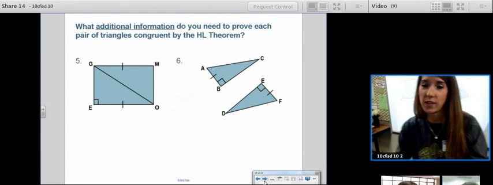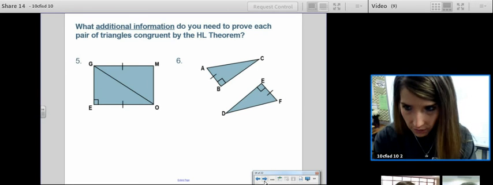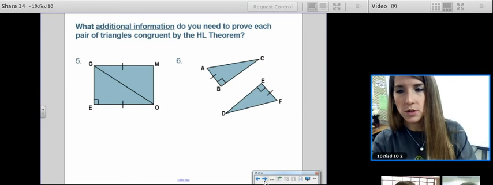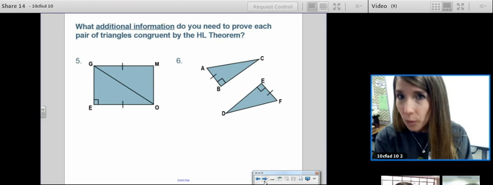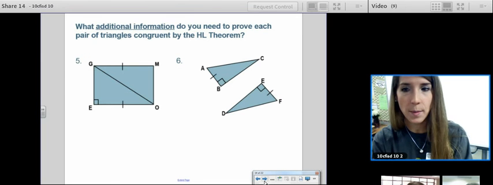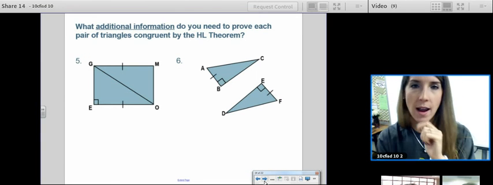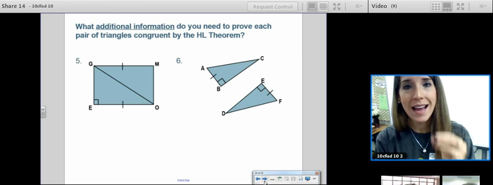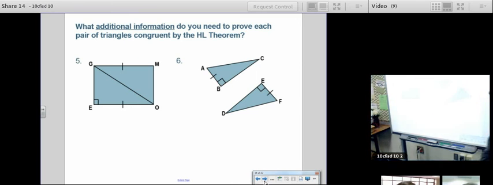Okay, these are a little bit different. I don't think we did any of these on Friday. What additional information do you need to prove each pair of triangles congruent by the HL theorem? So here's the deal. I need to write in a mathematical way what additional information I need. I can't just say, oh, I need tick marks. Oh, I need a right angle marking. I have to write it in a precise mathematical way. We need to be able to communicate correctly mathematically.